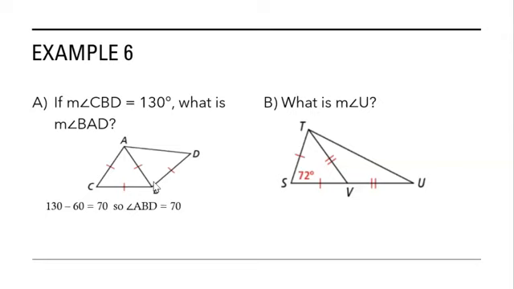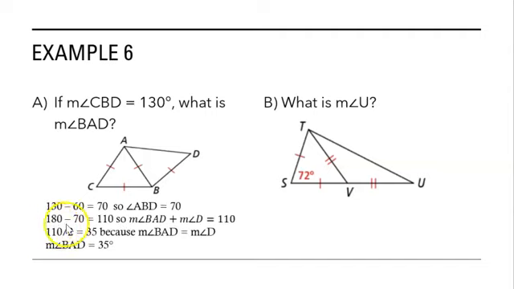So now I know that angle ABD is 70 degrees. Now I can apply what we learned at the beginning of our lesson. If this is 70, I can do 180 minus 70 to get what these two add to. And these two have to be equal, so I just have to divide by 2. 180 minus 70 is 110, so these two add to 110. And I know both of these angles are equal, so I can just do 110 divided by 2 to get 35. So angle BAD is 35 degrees. So pause this video and try part B, and then hit play to see if you're right.